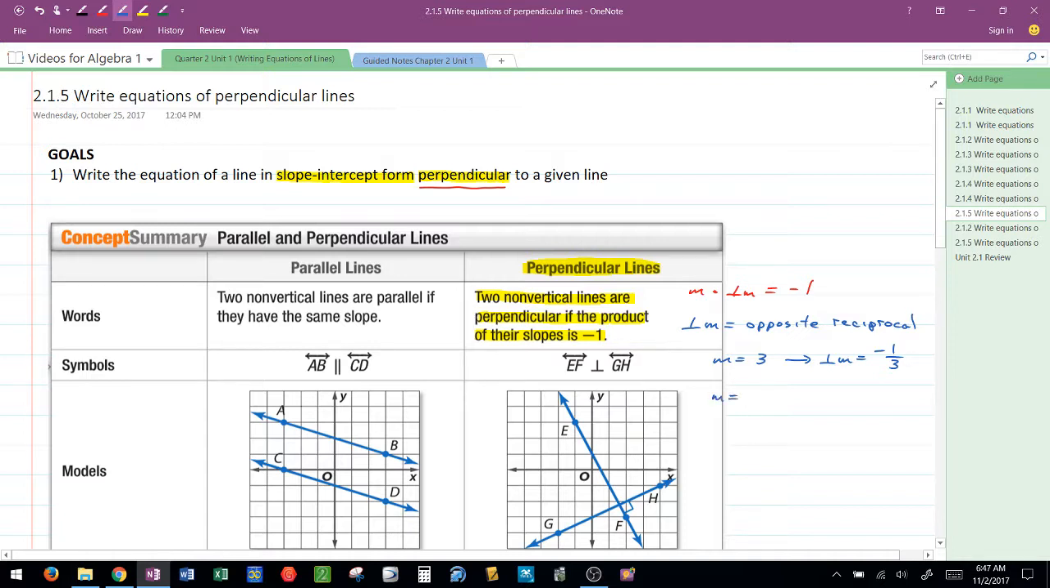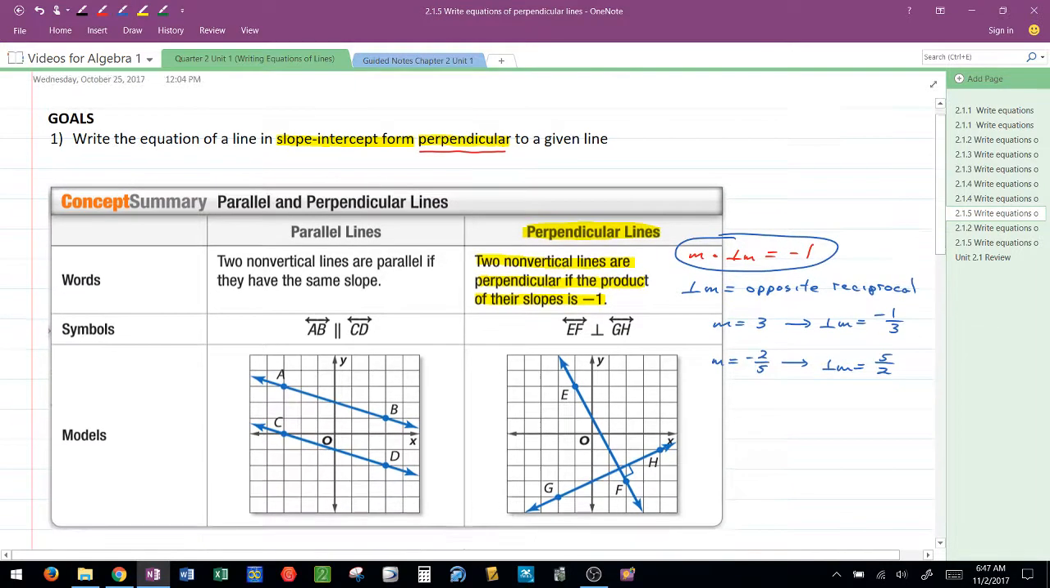So if I have a slope of -2/5, then the perpendicular slope would be: negative becomes a positive, 2 over 5, flip it over, and you get 5 over 2. All right? So we're going to need to use that. Writing equations of perpendiculars is just like writing equations of all other kinds of lines, with the one exception, and that one exception is this idea of slope.